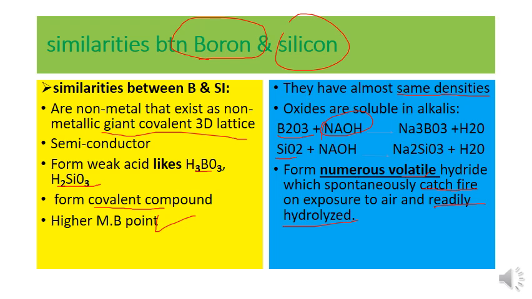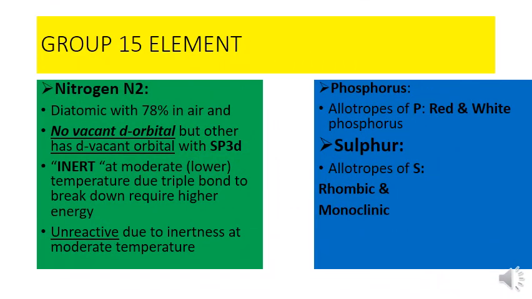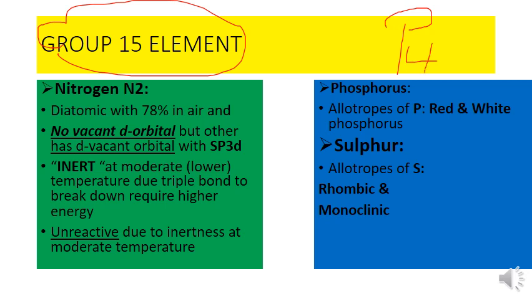Let us continue with the next group, group 15. We have nitrogen, which is diatomic in nature, and the others are polyatomic. For example, phosphorus in nature is polyatomic, P4. Whereas sulfur in nature has a zigzag arrangement, but nitrogen is diatomic.